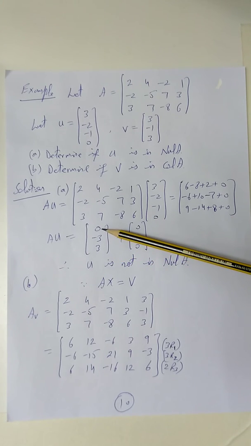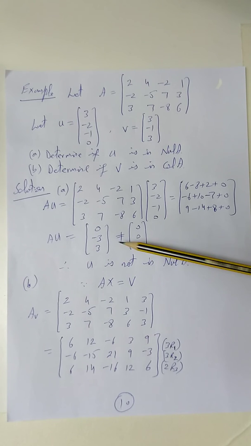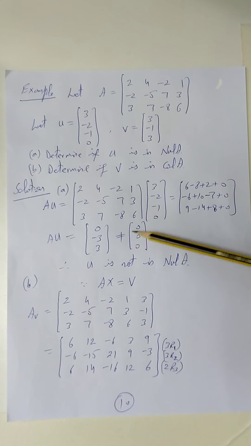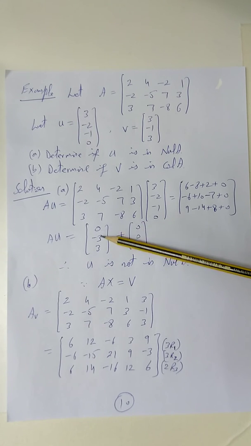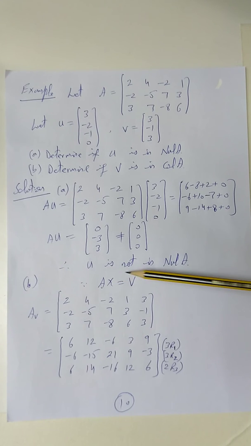So you can see now we get 0, minus 3, 3, and it is not equal to 0, 0, 0. In the last two examples you saw we got all zeros, but here we get 0 in one entry, but the other two are not 0. So overall this is not equal to 0, 0, 0. Therefore u is not in null A.